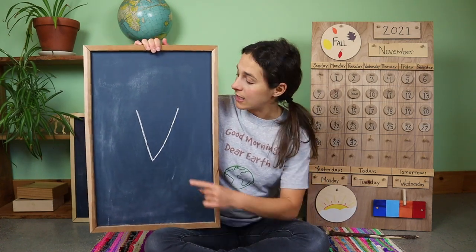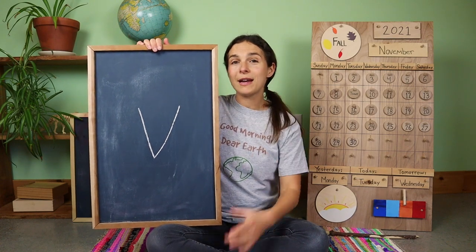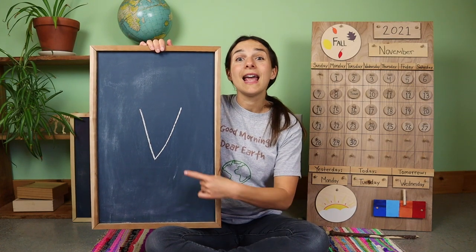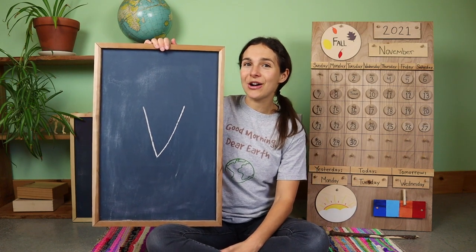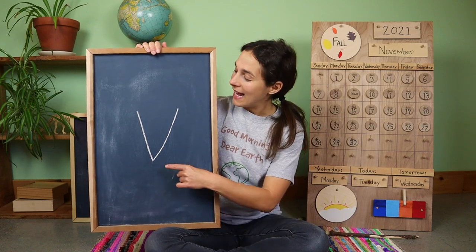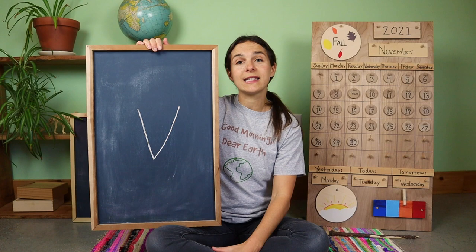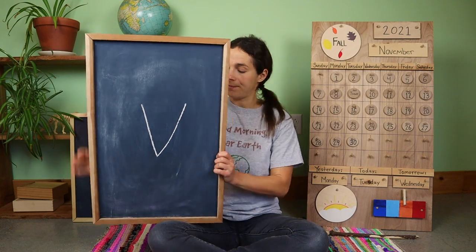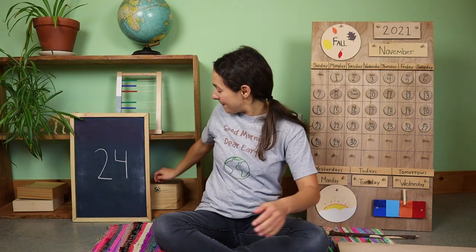Yesterday, we talked about this letter of the week. Do you remember the sound that it makes? This letter says V. And do you remember what it's called? V. You're right. This is a capital or uppercase V. V says V. I wonder what we'll find inside of the letter box today.